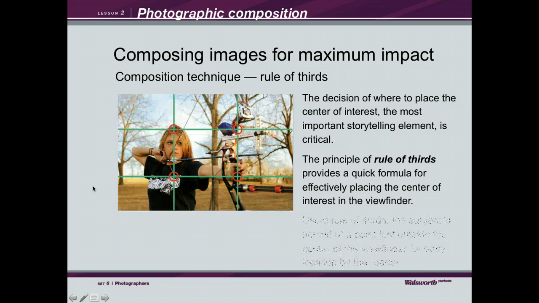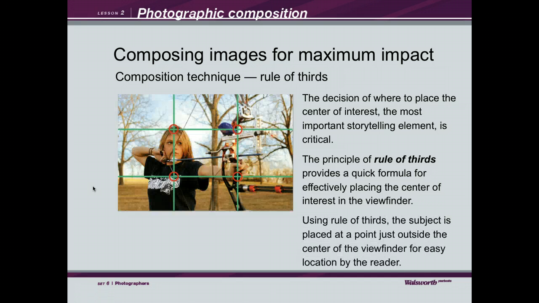So if we apply the rule of thirds to the photo of the young lady with the bow and arrow, we place the subject at a point just outside the center of the viewfinder, and this helps to make an easy location for the viewer or also for our reader. We have her forehead here, and we also have her torso here in the 2 intersecting lines. This allows us to open up over here and have the bow and arrow, along with her eyes, and the way that she is looking draws our attention this way, and we have the open space over here.